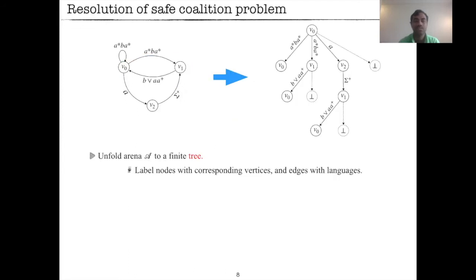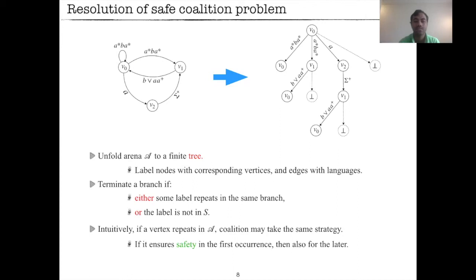This is done in two steps. First, we reduce the parameterized arena into a finite tree. This tree is nothing but an unfolding of the arena. Therefore, the nodes of the tree are labeled with the corresponding vertices and the edges are labeled with the corresponding languages. We terminate a branch if either of the following happens: either some label repeats in the same branch, or the label does not belong to S.